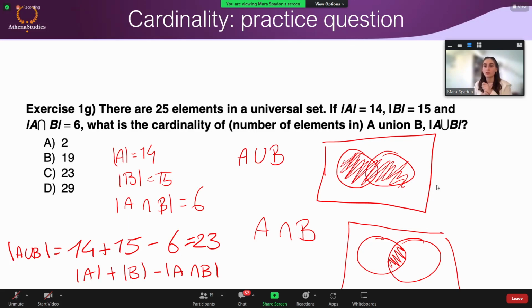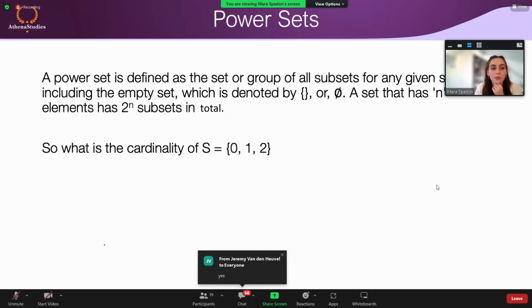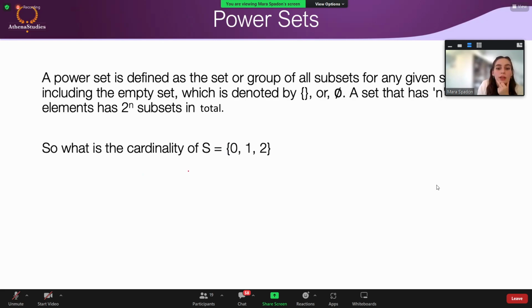Okay, still clear so far? Yes, perfect. Okay. So now I have something called the power set, which is the group of all subsets of a given set, and it has n amount of elements. So if we have a set containing 3 elements, and we know that it has 2 to the power of n subsets, how many subsets would our set have here?